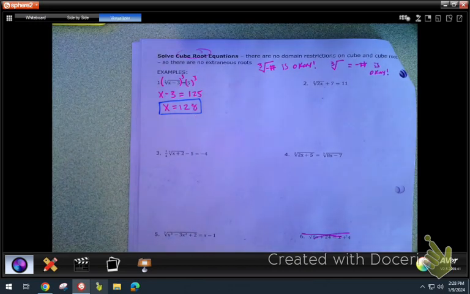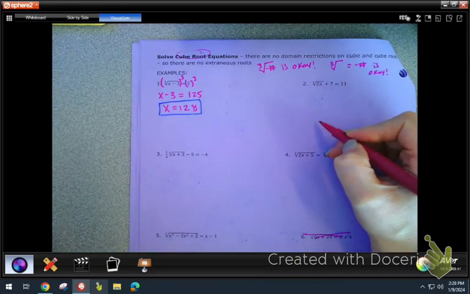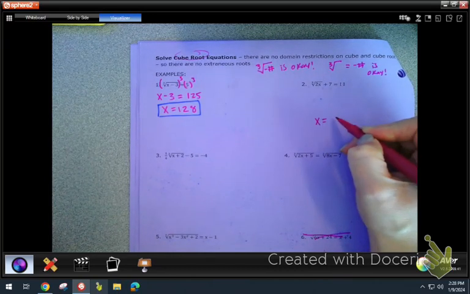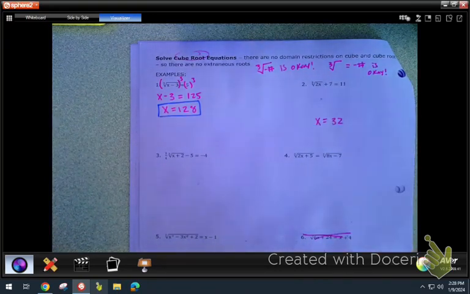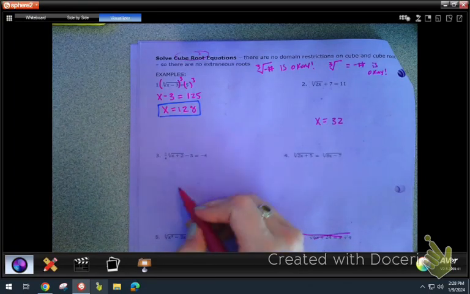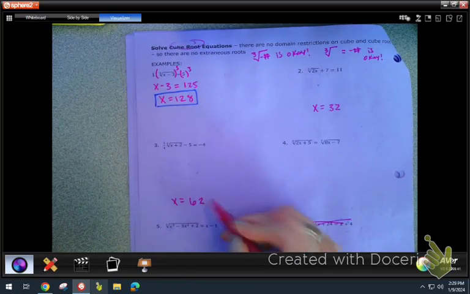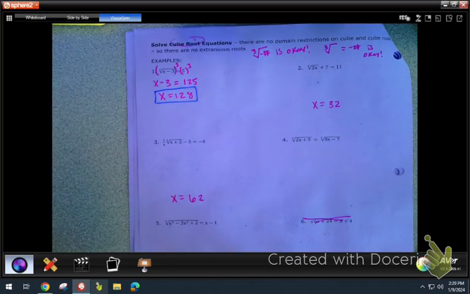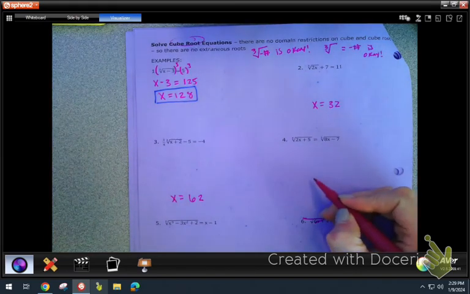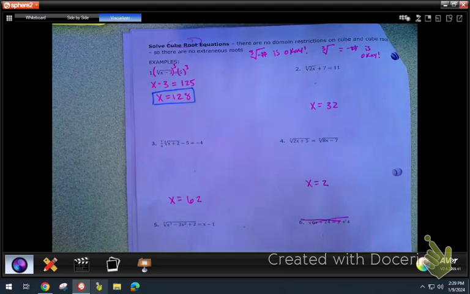I worked out number 1. I'll get all the work on my key on Canvas. Number 2 is x equals 32. Number 3 is x equals 62. Number 4 is x equals 2. And again, I'll get all these worked out just in case you are checking and want to know if you're on the right track. Checking is encouraged. However, you shouldn't get extraneous solutions. So algebraically, as long as you've done your math right, the solutions you get should work.